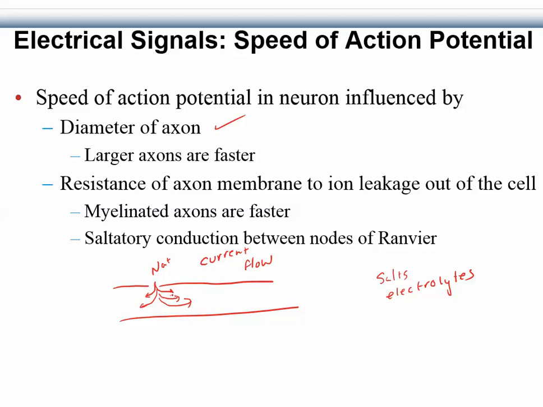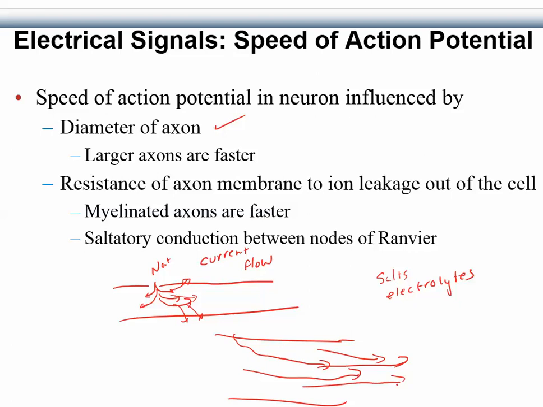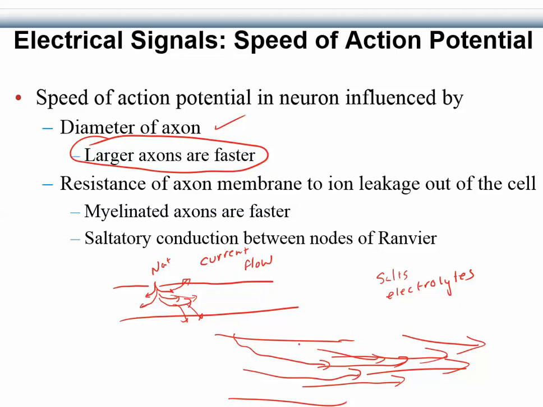Now, however, if it's larger, let's say instead of being that big, it's that big, because remember, a lot of this signal is lost by going out the membrane. However, if it's really big, then it will travel a lot farther. And current flow, all of that depolarization, is going to be faster. So that means a larger axon is actually faster because you have more area and you lose less signal, so you have more pushing and it moves faster if it's a larger diameter.